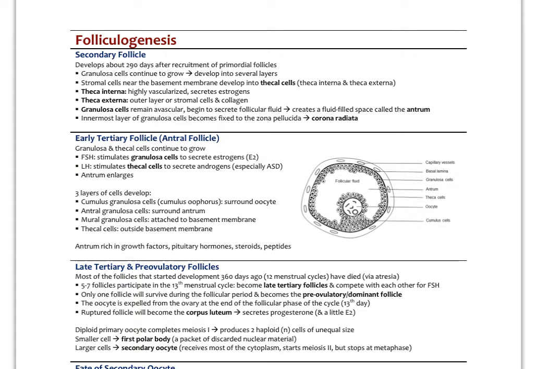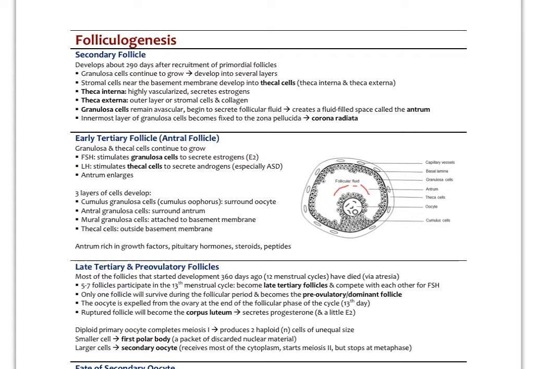Granulosa cells are going to continue to grow. They develop into several layers now around this structure. The stromal cells nearest the basement membrane develop into thecal cells. So the theca is going to be two layered. I don't have a picture of a secondary follicle on this slide, but if you look down to this, this is actually a tertiary follicle. We have to forget about this fluid-filled space here called the antrum, which is not going to happen until the next stage.